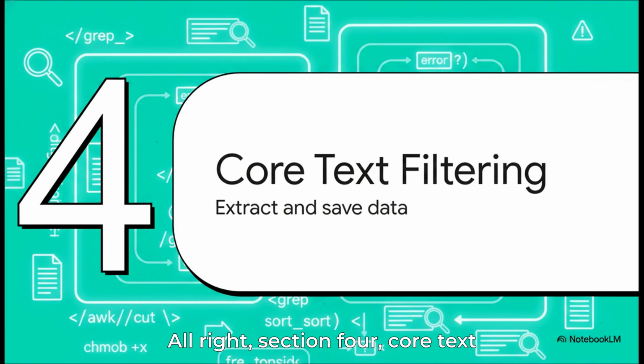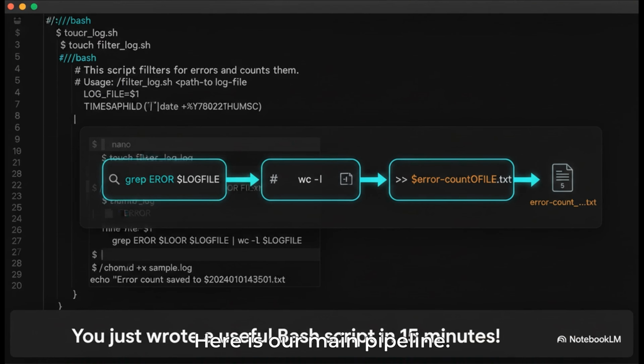All right, Section 4, Core Text Filtering Patterns. The foundation is perfectly set, so now we transition into doing the actual work. We're going to string together some common terminal commands to really analyze those logs. Here is our main pipeline. We extract the relevant error messages, complete with their original timestamps using grep. We can optionally count those occurrences using wc -l, which simply stands for word count lines. And finally, we save our results using a redirection operator, specifically those double angle brackets.